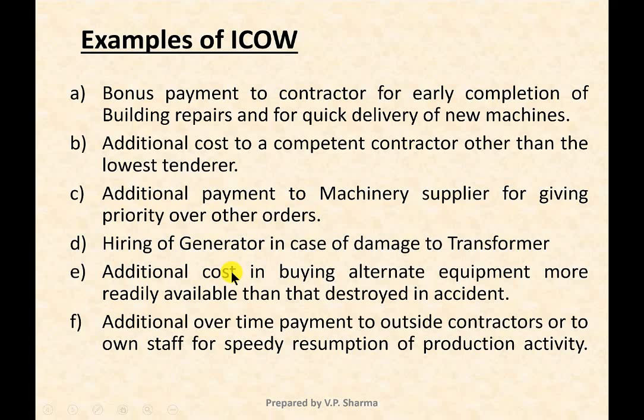Then another example is additional cost in buying alternate equipment more readily available than that destroyed in the accident. How is it paid? Because if he waits for the same equipment, it may take more time. But with alternate equipment, although it is slightly higher in cost, the difference in cost can be paid as increased cost of working. Another example is additional overtime payment to outside contractors or to own staff for speedy resumption of production activity. That means by paying additional payment, if the production activity is completed fast, loss of gross profit is avoided, and in that situation, such expenses can be paid.